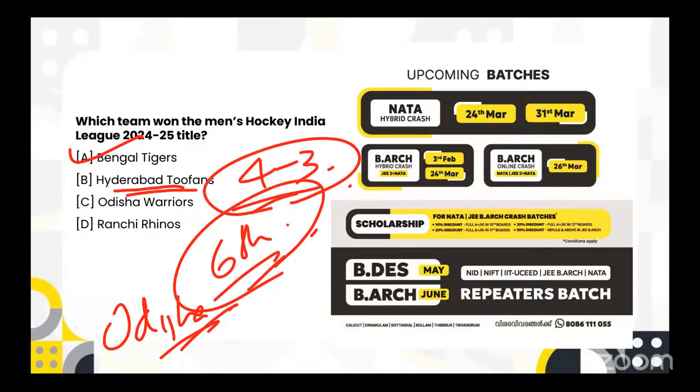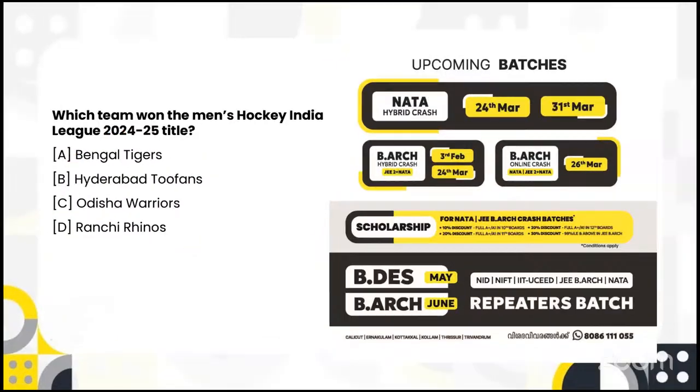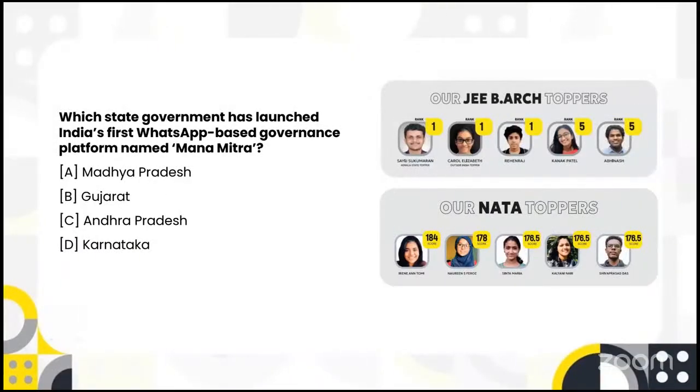And this is actually the first title win for the Bengal Tigers. Also, the women's hockey league was held, and that was won by the Odisha Warriors. So the men's hockey tournament was won by Bengal Tigers, the runners-up were Hyderabad Toofans, and the women's cup was won by the Odisha Warriors. Okay, all right. Next one. Moving on to the next question.